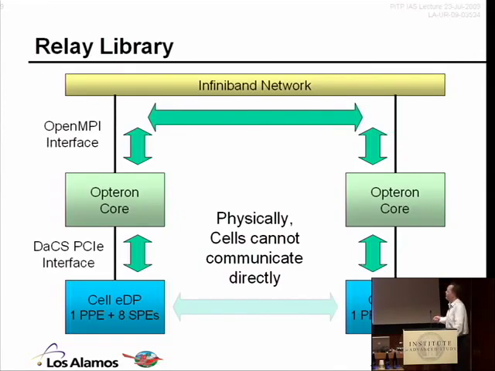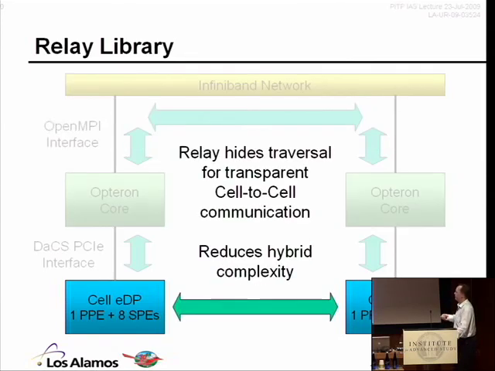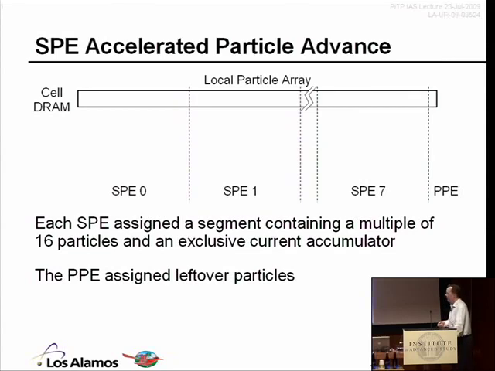This was somewhat inhibited by the fact that the design of Roadrunner didn't really anticipate this programming model, and physically the Cells can't communicate directly. I can't say MPI send on this Cell and have it appear over here. So one of the things that we did was to write a little library which emulates all of this hardware link and hides it all from you, so that porting and programming Roadrunner is a lot like programming a conventional big cluster.